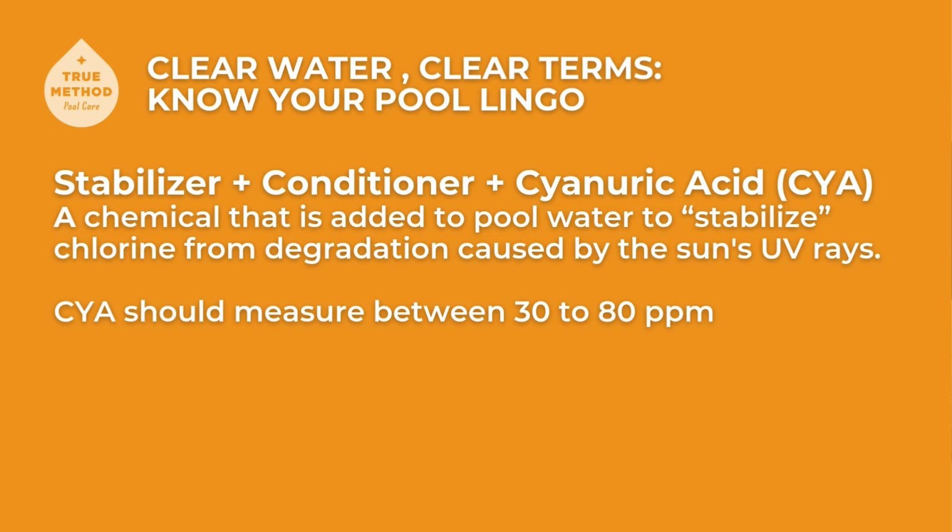When CYA is below 30, it can inhibit your chlorine effectiveness. Basically, you will be adding either more shock or liquid chlorine and still be fighting algae.